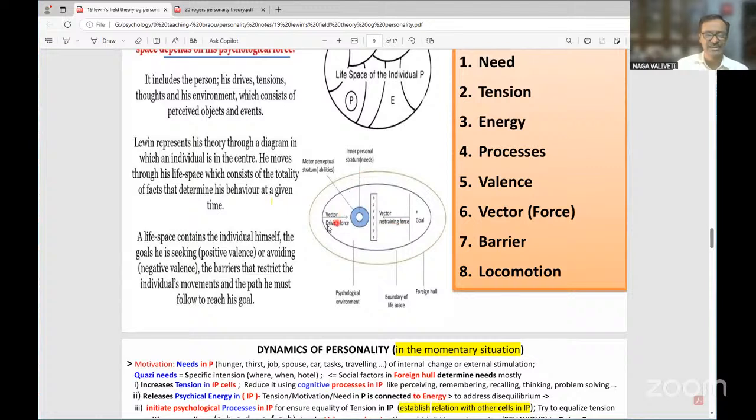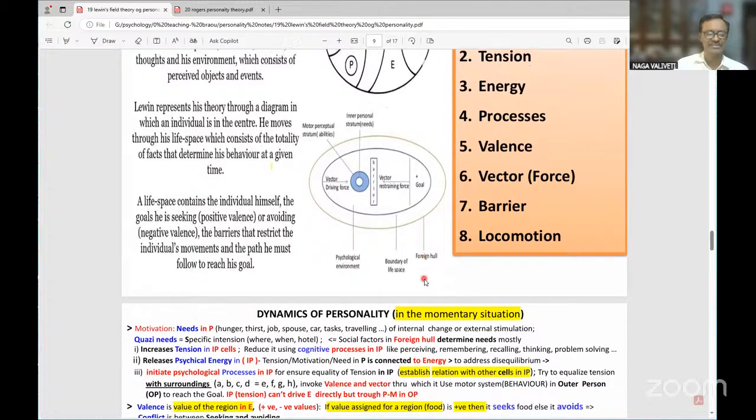Opposite to each restraining vector, a driving force is there. Between this driving force and restraining force, which power is more? If the driving force is more, the goal will become positive. If the driving force is less, it will become negative. Right? This is how it happens.